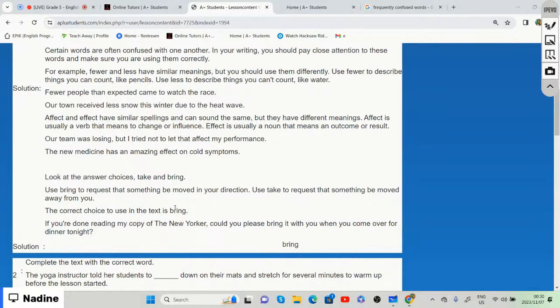So bring and take, they basically have opposite meanings. Opposite in the sense of opposite requests, because bring means you're moving it to me, you're bringing it to me in my direction. And taking it, it's like you are moving it elsewhere, away from me. It's like in the opposite direction.